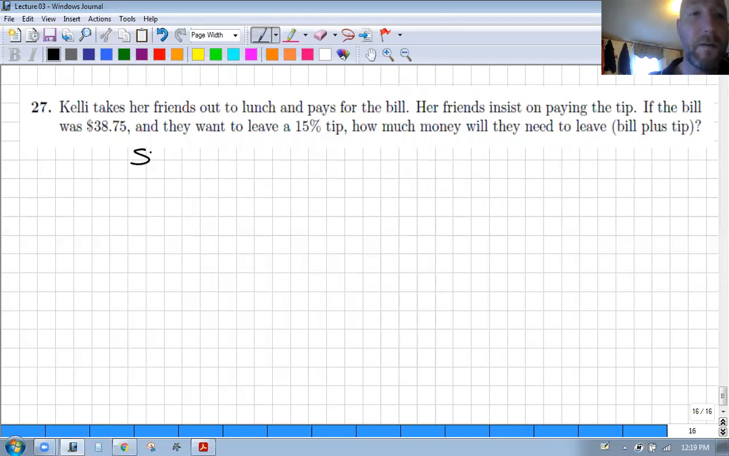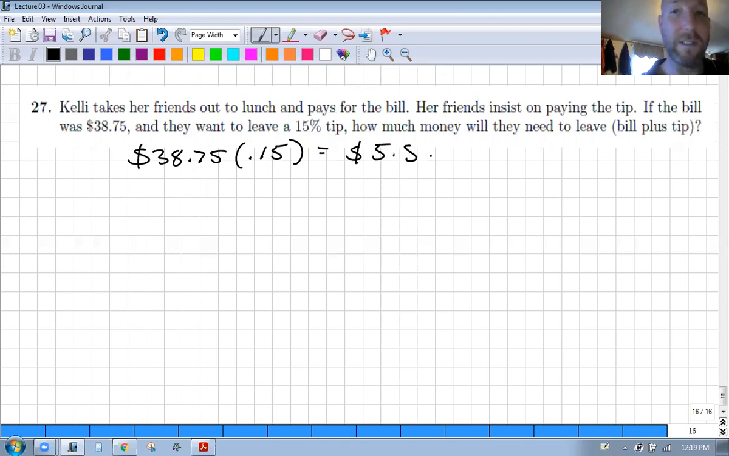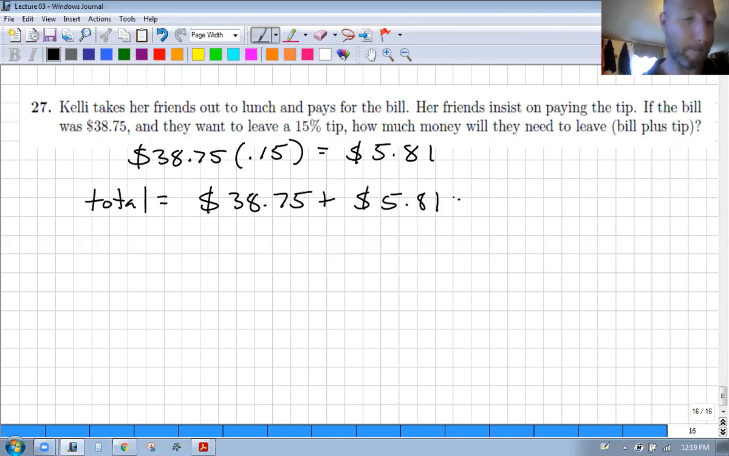You got $38.75. Multiply that by 0.15 to find out what the tip is. We have 38.75 times 0.15. This gives us $5.81. So the total, the 38.75 plus the 5.81 tip, gives us 44.56.